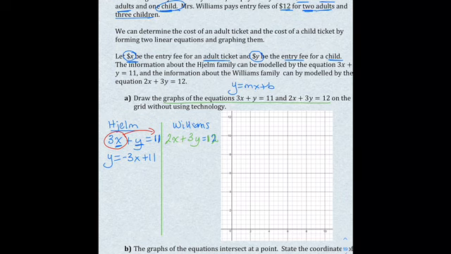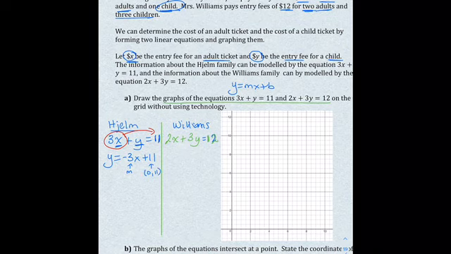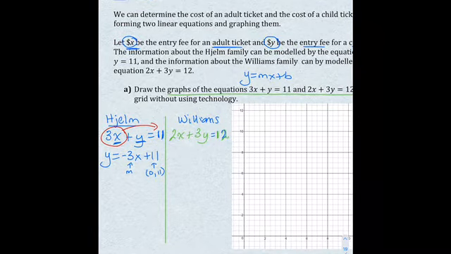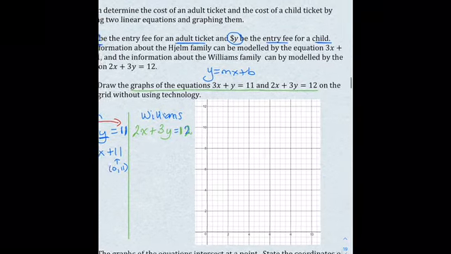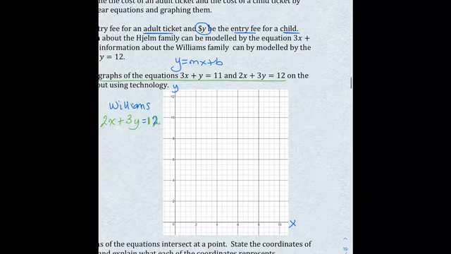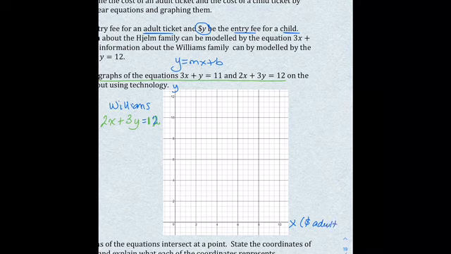Now, what does that tell me? That tells me that this is the slope, and this is my b value or my y-intercept, which means when x is 0, y is 11. Of course, we've been doing that for a while now. So let's go up. Let's find 0, 11 when x is 0. And of course, this is my x-axis and this is our y-axis. And in this case, x is the cost of adult tickets.